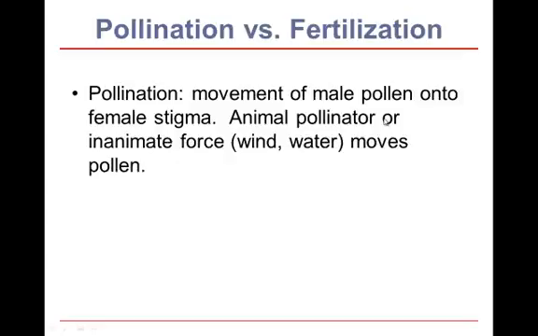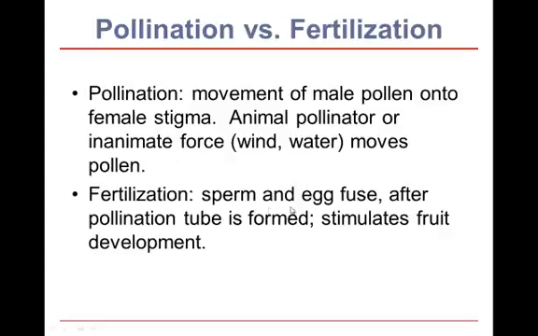Typically, we have an animal pollinator of some type, or perhaps an inanimate force, such as wind or water, that moves the pollen. Now, fertilization follows pollination, and this is a process in which the sperm and the egg fuse. And this is typically after a structure called a pollen tube grows from the pollen, and the process of fertilization will typically stimulate the fruit development.